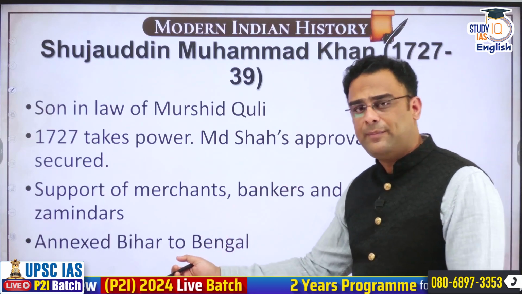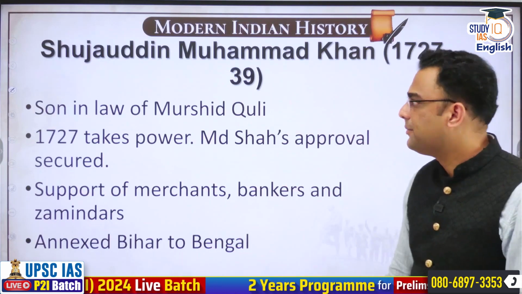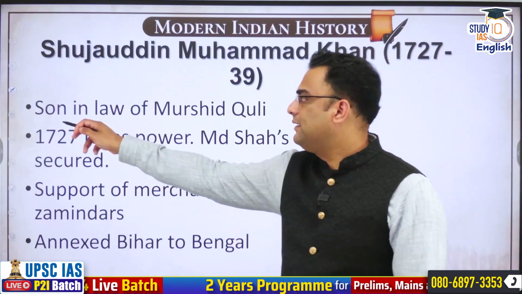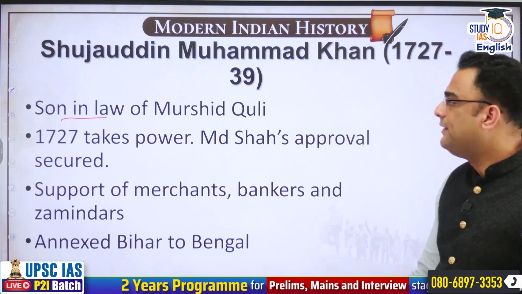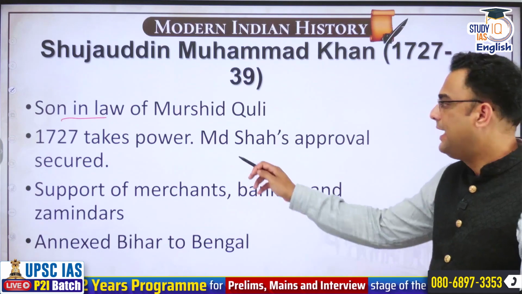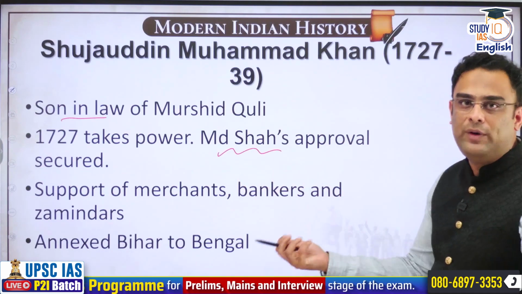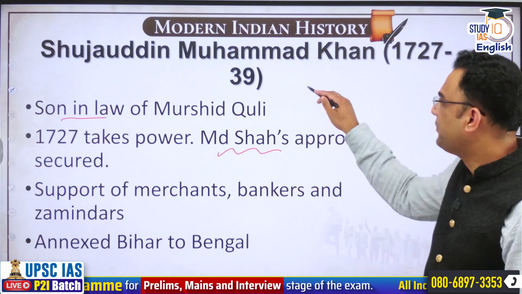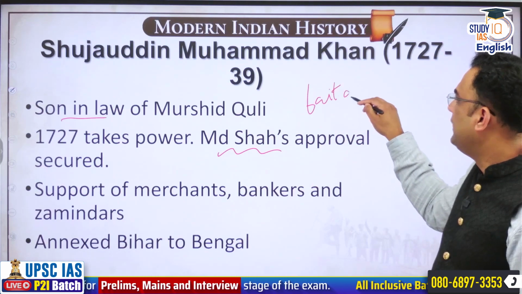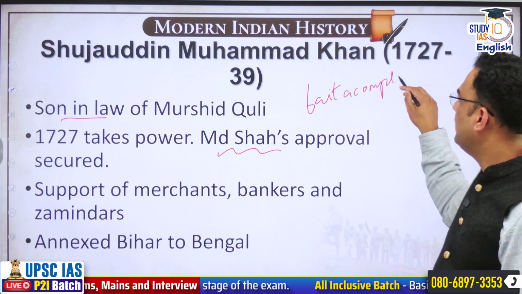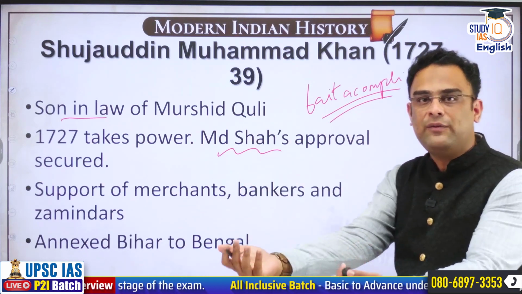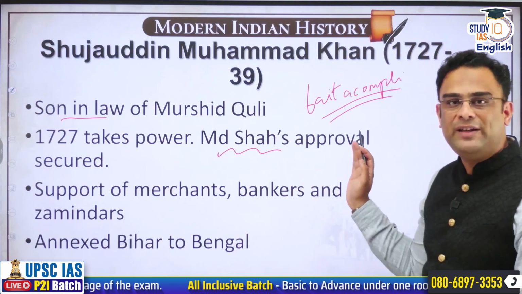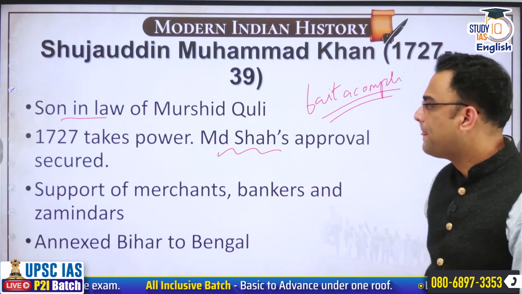That was the first Nawab of Bengal, Murshid Quli Khan. He is succeeded by his son-in-law, Shujauddin Muhammad Khan. In 1727, he takes over power, and the Mughal emperor is only given a fait accompli. Remember this phrase, fait accompli, which means it has already happened. Now you are just supposed to give approval to it. You don't have any choice to think otherwise.